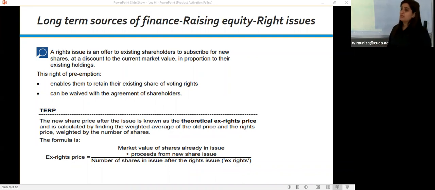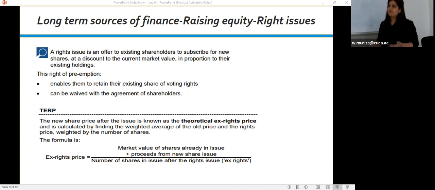Now, when the rights issue is going to be made, it depends upon the wish of the shareholders whether they do want to take up the rights, sell the rights, or ignore them. According to their wish, they can. So it is not mandatory for the shareholders to take the rights. If they want to take it up, then it's fine. If they want to let it go, even then it's fine.